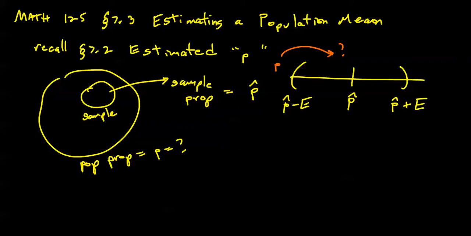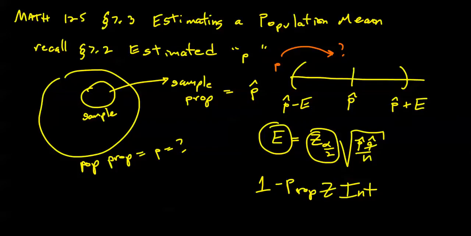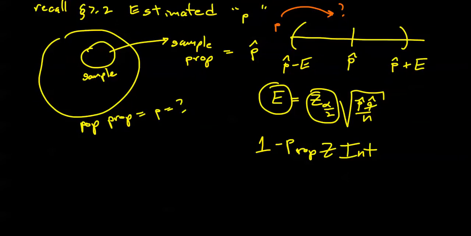And to calculate that confidence interval, the calculator used this formula, which we never really calculated by hand directly. But the reason I write it down is that our margin of error, cap E, is based on a z-score, hence the name for this command, one prop z interval. One prop because we're looking for an estimation of a population proportion, a z because our margin of error is based on a z-score, and int because we're constructing a confidence interval.